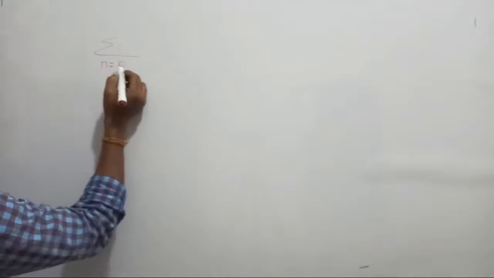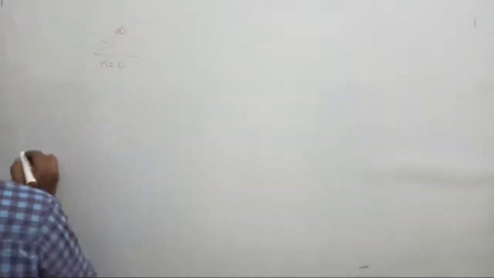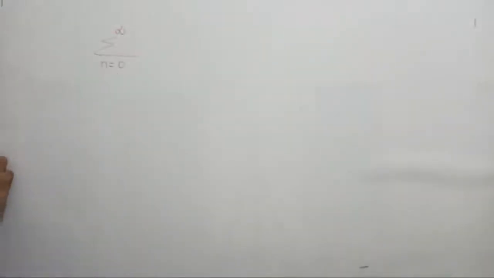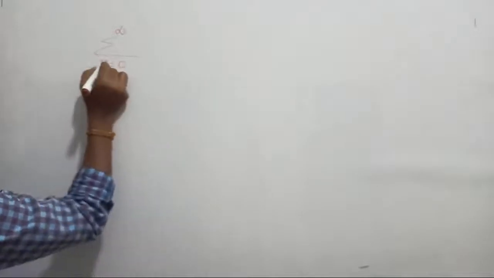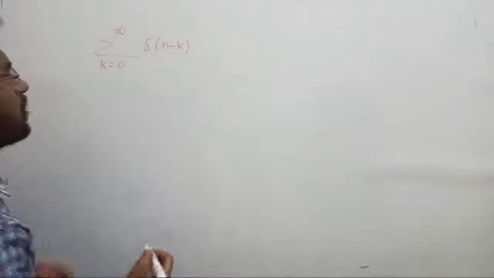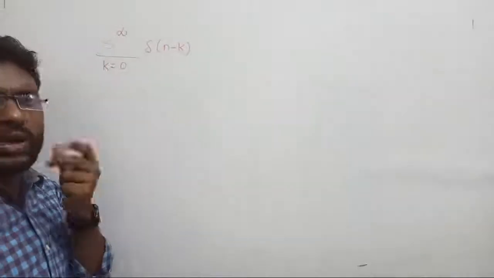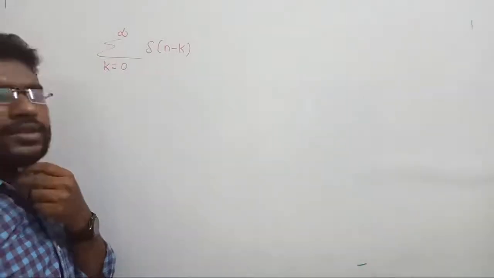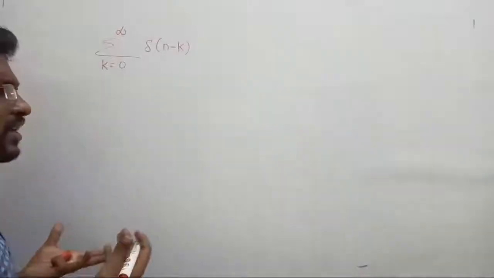The function is running from n equal to 0 to infinity. Right? Wait a minute, I have to notice these things. That is k, and del of n minus k. Just by looking at the question itself, I could not understand anything. But let us slowly understand. Let us plot the waveform, because I don't know the answer.